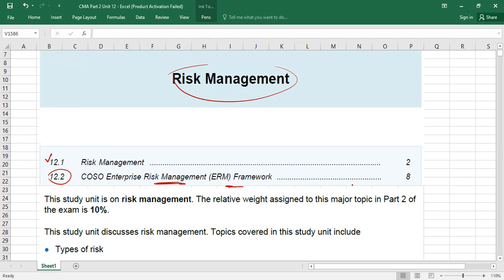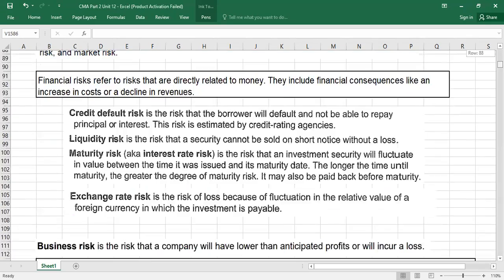So this is a very important chapter overall, because you may have 10% of your exam questions from this topic, and this domain is called what? Risk management. So here we go. We are moving to the topic now, the COSO framework.